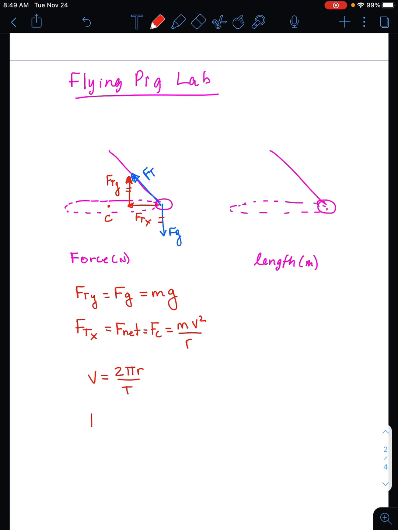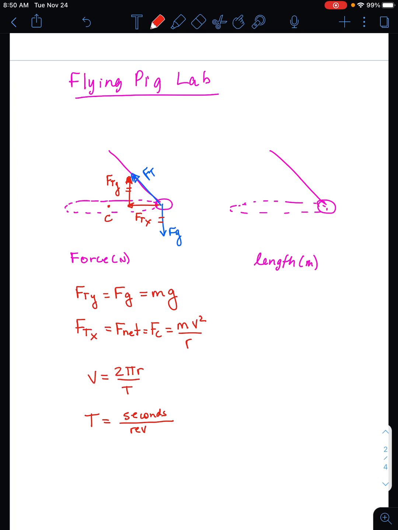And t, you had to measure. T is measured as the number of seconds you measured divided by the number of revolutions that you counted. So you had to time how long in seconds it took and count the number of revolutions. The value you plug in for your time period is seconds per revolution.